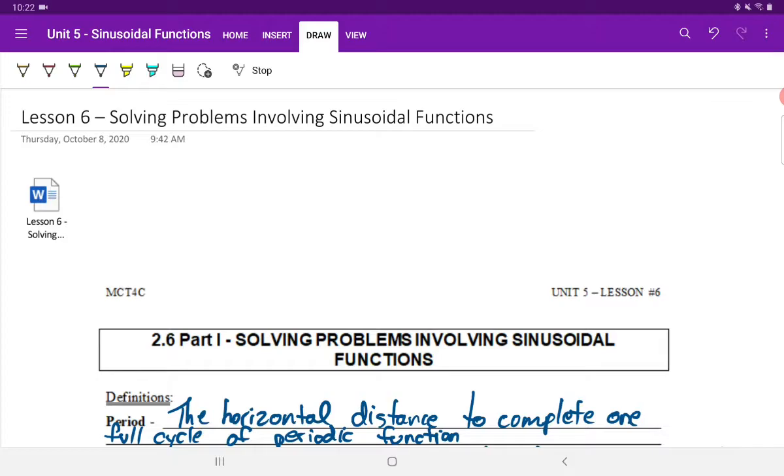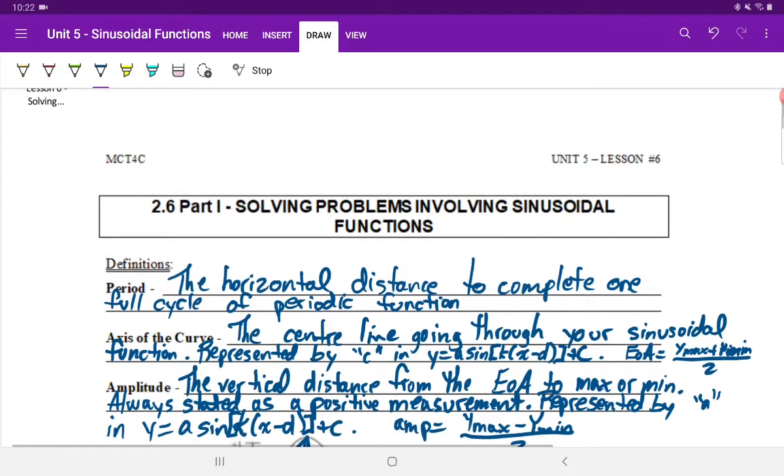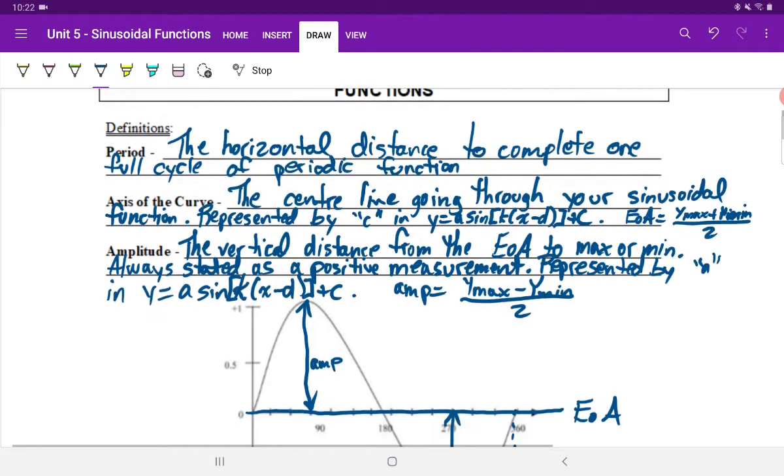All right, so let's start with a quick recap. And I've already written everything out here to save a little bit of time. We've got the definitions for period, axis of the curve, and amplitude. These three things are going to be instrumental in this lesson, hence why we're going back over it and just how to calculate it. So the horizontal distance to complete one full cycle is known as the period.